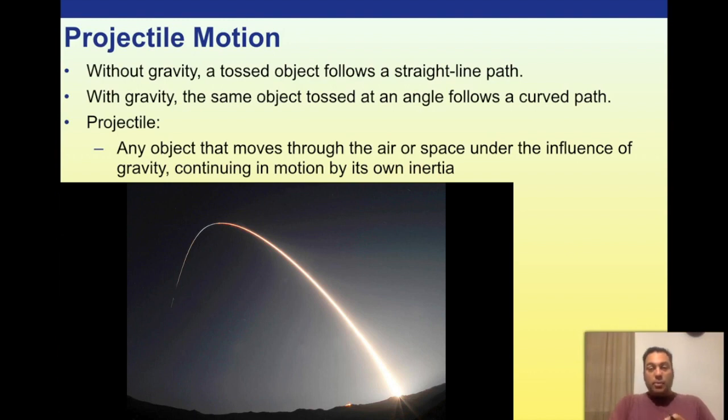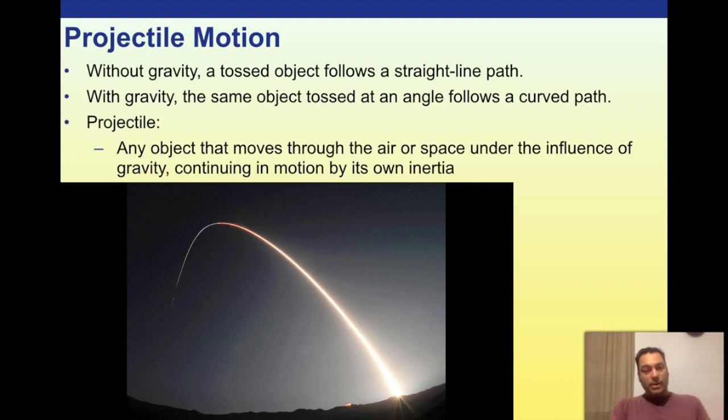All right, so with projectile motion, there's some fascinating things that we need to keep in mind. First off, without gravity, a tossed object follows a straight line path. This is something that has been observed since the days of Aristotle. So you take an object and you throw it or you move it, and it's just going to keep going in a straight line. And I'm sorry, I said Aristotle, since the times of Galileo. It's going to go on a straight line path.